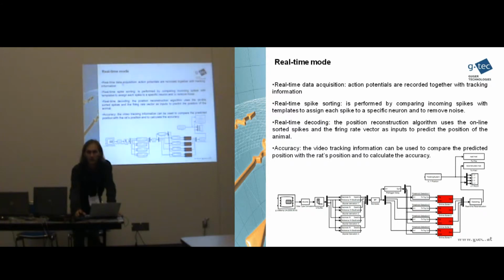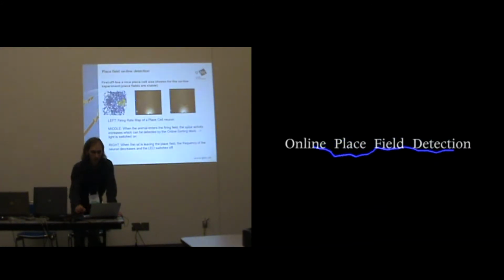So we acquire the spikes with the biosignal amplifier. We band-pass filter the data to remove noise between 300 Hz and 6 kHz. We perform the real-time spike sorting, reject artifacts if they are outside of the standard deviation, and then we use the Bayesian algorithm to predict the position, and finally we compare it with the video tracking position.